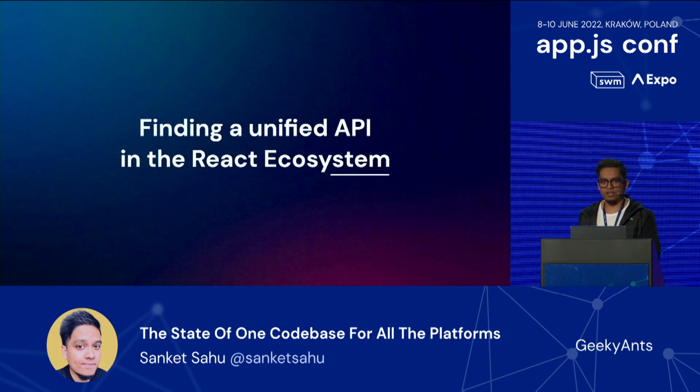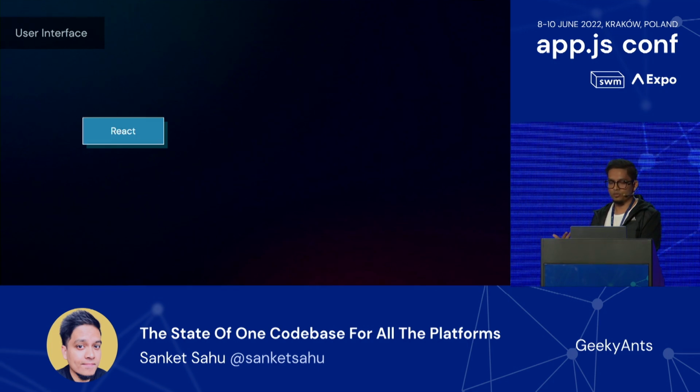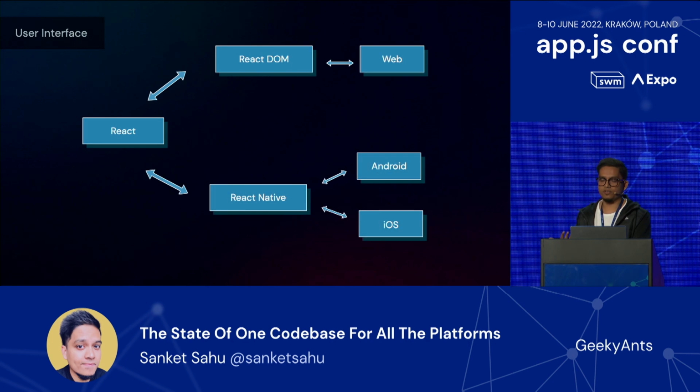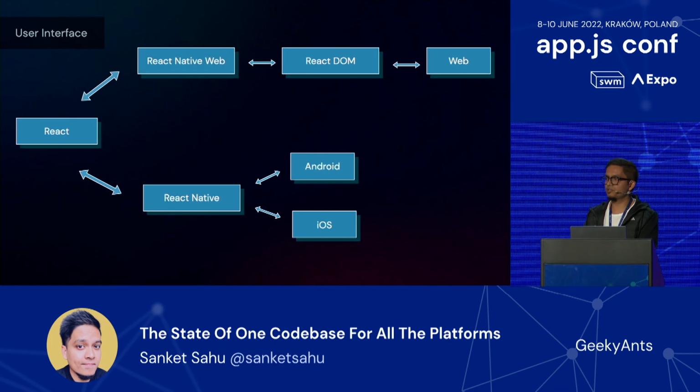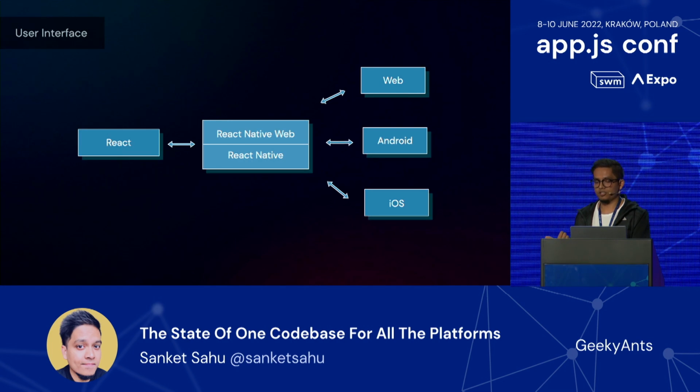Let's look at how we can use React and its ecosystem to achieve that. Starting from user interface, React is a nice toolkit that helps you build interfaces. We have React DOM on one side for web. Then we have React Native for Android and iOS. We can essentially use React Native Web right before using React DOM, which provides a common API for us to write for all the three platforms. So essentially, we can maintain one code and then deploy it for all the platforms, including web. So React Native Web makes our job very easy.